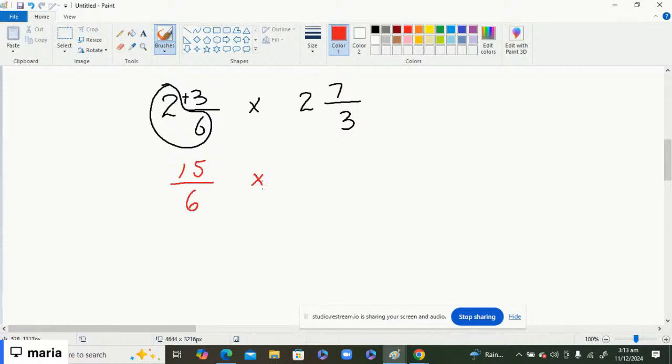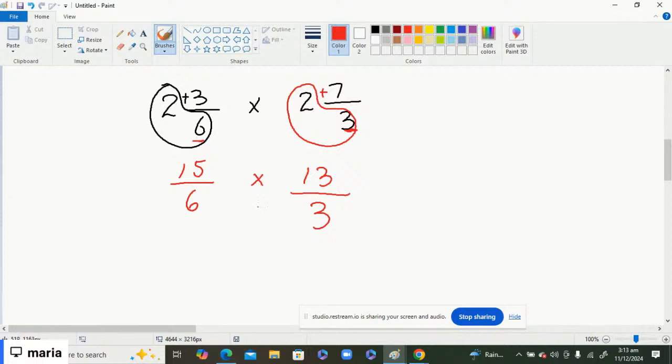Okay, and then times. Now multiply these two numbers with each other and then add up with the top. 3 times 2 is 6. 6 plus 7 is 13, that is over 3. This 3 is the same. This denominator, we are putting the same here.